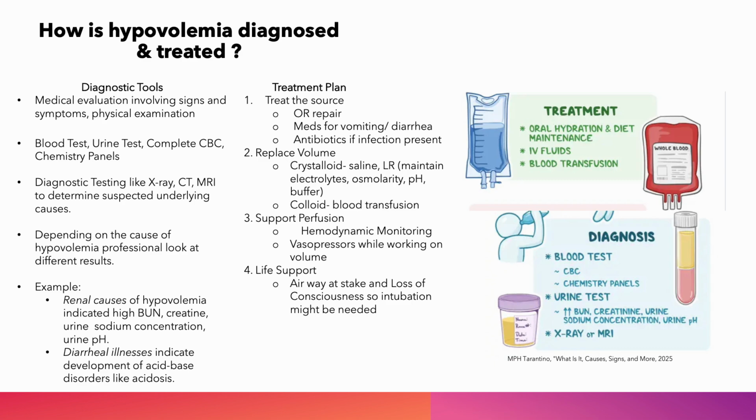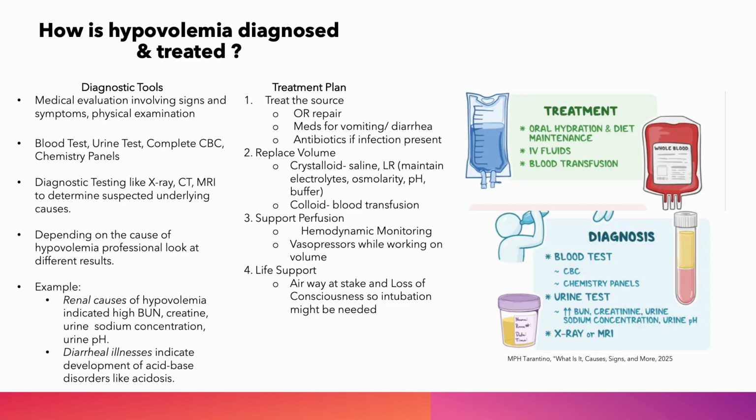So of course, treating the source, which can involve the OR, meds for vomiting or for a person with diarrhea, and antibiotics if the patient is presenting with any type of infection. Secondly, we have to replace the volume. This can be done through saline or LR to maintain electrolytes, osmolarity, pH, and the buffers. And then of course also transfusing blood to replace the loss of blood that the person went through, for example, from stabbing.